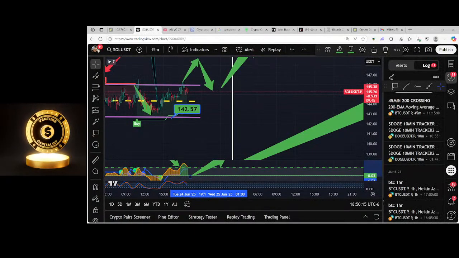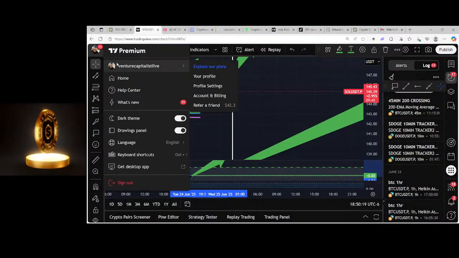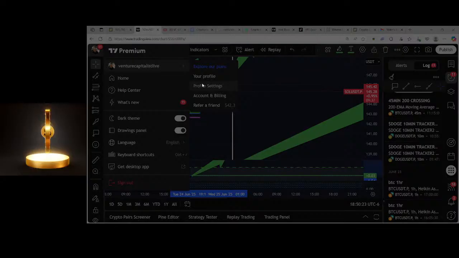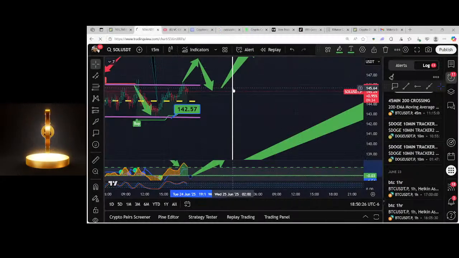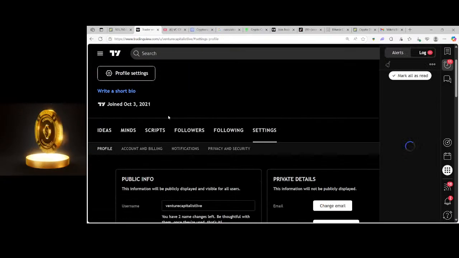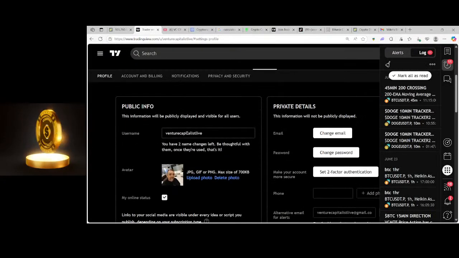Where you find that is the top right corner. Click on your little circle. You might not have your face there. Go to the expanded, go to the profile settings, right? And then on your profile settings, they're going to have a username right here. Mine is Venture Capitalist Live.